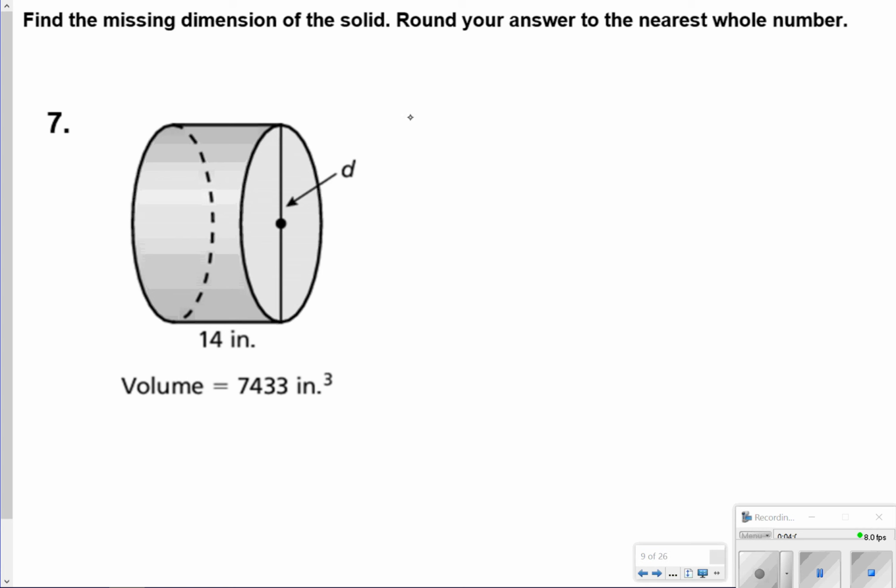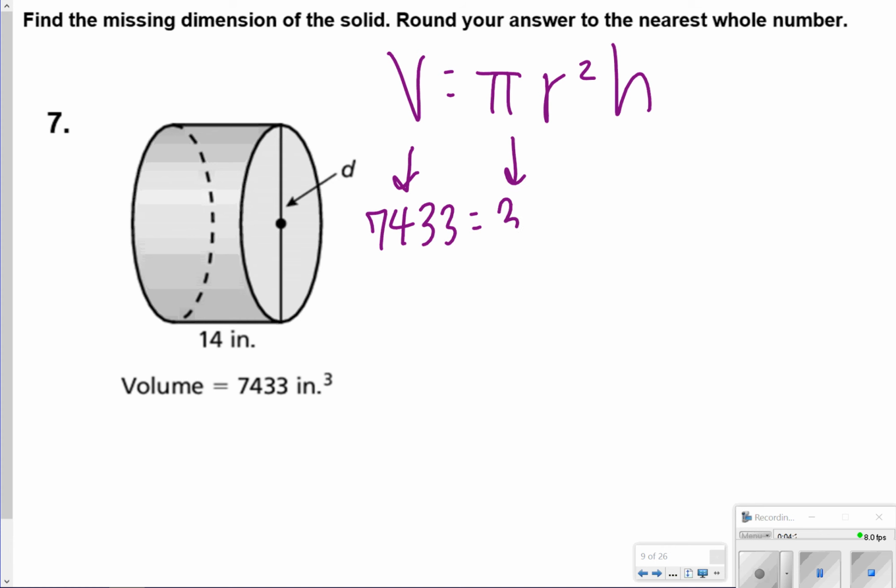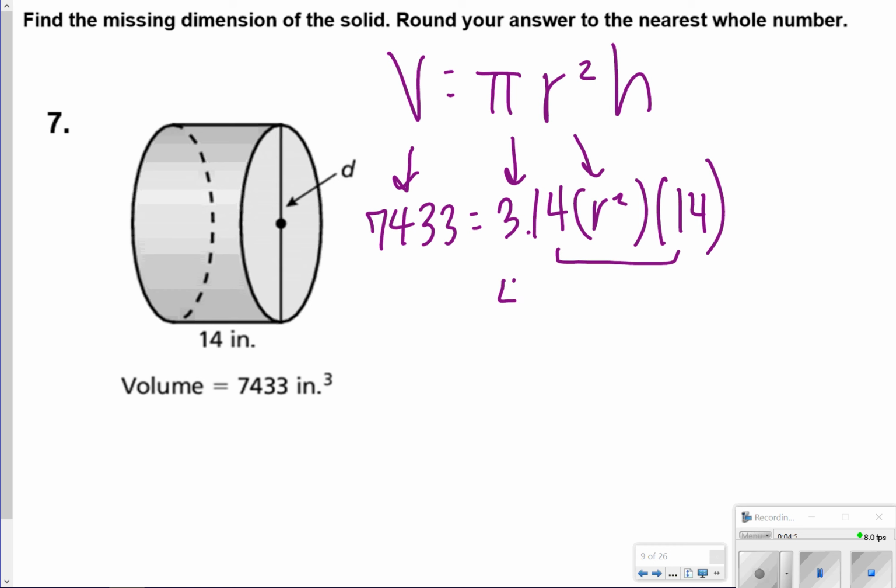Okay. Number 7, find the missing dimension of the solid. This is a cylinder, so we're going to use the volume formula for cylinders. Volume is equal to pi times radius squared times height, and fill in what we know. We know volume is 7,433. We know pi is 3.14. We don't know radius, so I'm going to say radius squared, but we do know the height is 14. Okay? First things we can do, maybe multiply 3.14 times 14 together. That's going to give us 43.96. So we'll have 43.96 times r squared is equal to 7,433.